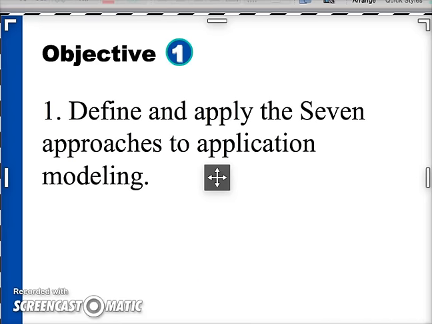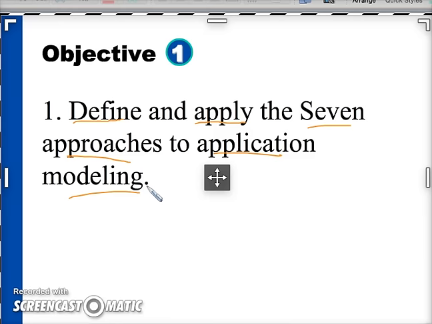Okay, class. Today's objective is that we're going to define and apply the 7 approaches to application problem modeling. A major component of studying mathematics is to be able to take situations in the real world and convert them into mathematical equations so that we can make sense out of them by solving them and interpreting what they are really asking for in real life. That's the whole purpose of studying mathematics: to make sense out of the world, convert it into mathematical equations, so that we can quantify the situation and solve it.